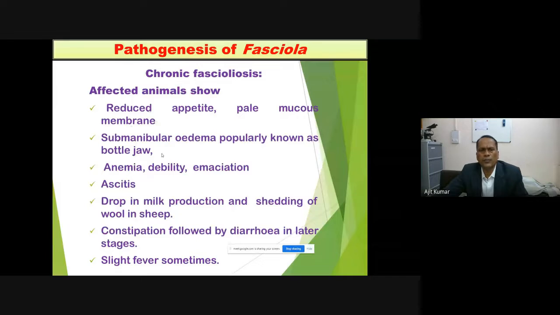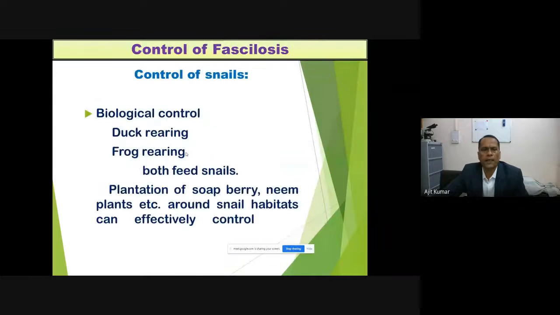These are the symptoms of fasciolosis. Actually, acute and chronic fasciolosis occur during the infection. Then, by controlling the snail, the liver fluke can be controlled. By controlling the snail, we can control the liver flukes, by duck rearing and frog rearing, because both feed on snails. So the snail population can be reduced by duck rearing.